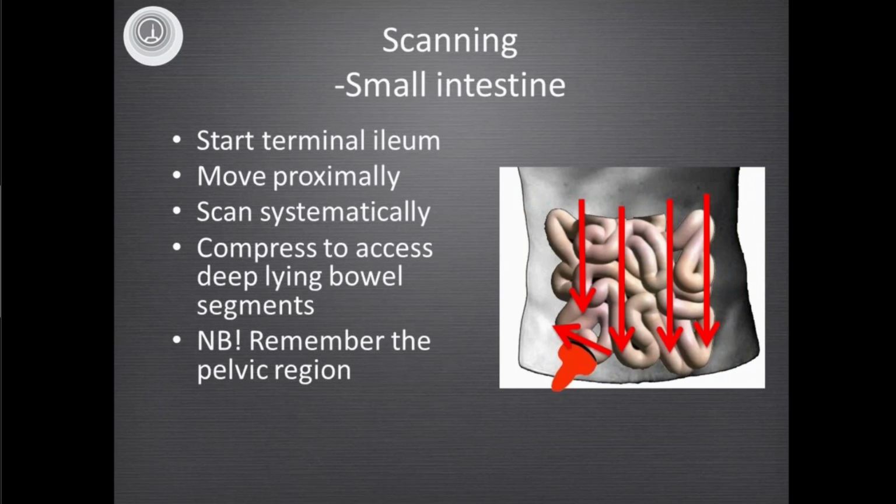Then for the small bowel, again, you return to the right fossa and then you scan the terminal ileum, and then you move up and down like a lawnmower while compressing the abdomen, making sure that you can see the dorsal part of the abdominal cavity. Then you know that you haven't missed anything. Again, it's difficult to see in the pelvic region if the bladder is not full.